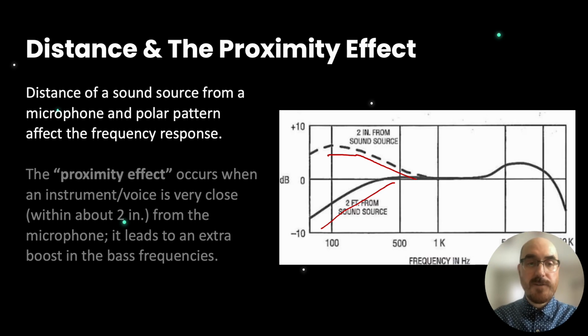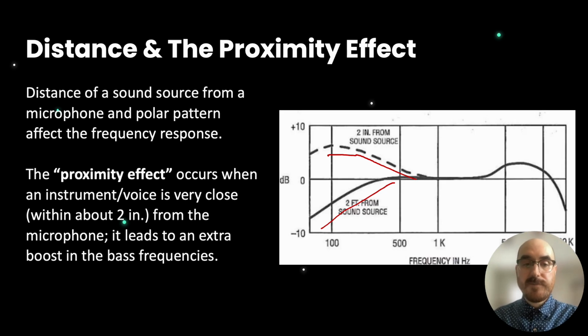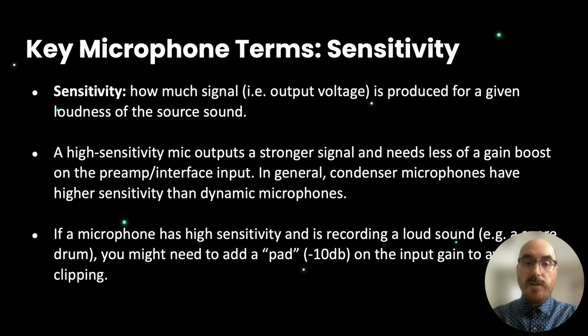There's some text here about the proximity effect, right? So anytime you're closer, like about 2 inches from the mic, you're going to get those more bass frequencies. Another key microphone term is sensitivity. It's how much signal or output voltage is produced for a given loudness at a single source. So if you're looking at a microphone, you get that PDF online of the specifications, or if you just purchase it, it'll usually come with some sort of booklet. We'll have all these sort of technical details.